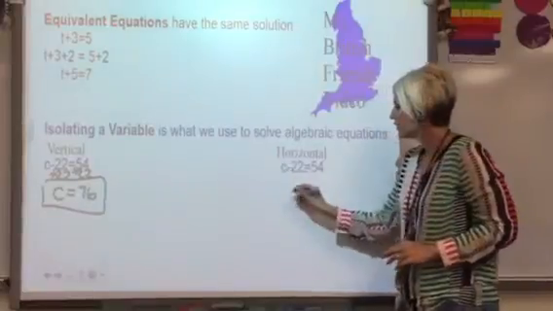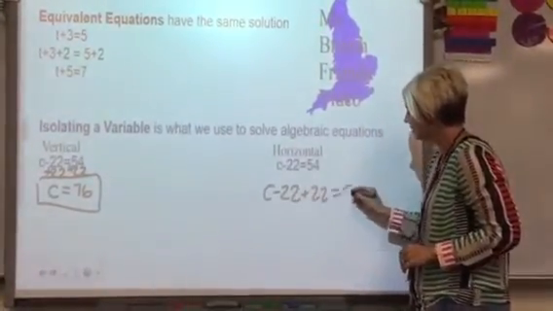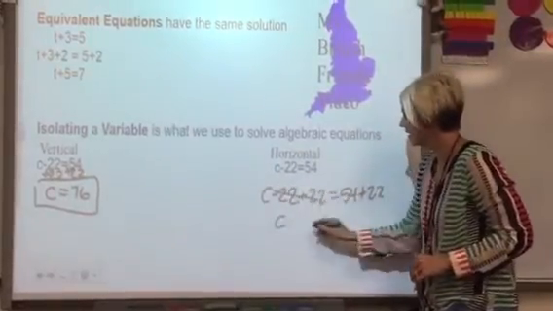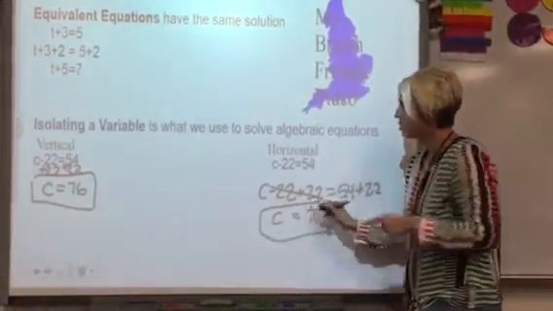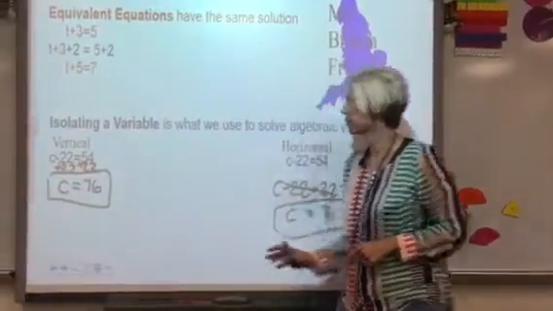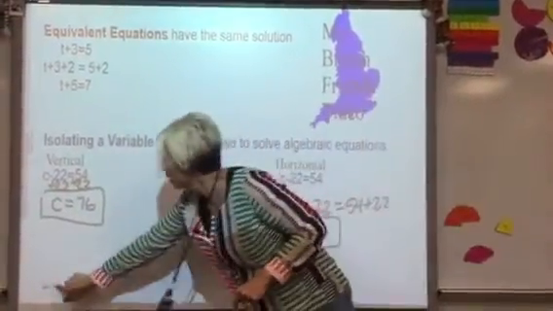This is subtract 22, so I would have C minus 22 plus 22 equals 54 plus 22. And some of you may not like this method, so maybe you'll want to stick with the vertical. You're going to find that I often work vertically, so I'm going to do more of the vertical method, but I did want to show you the horizontal method because that is something people use as well.